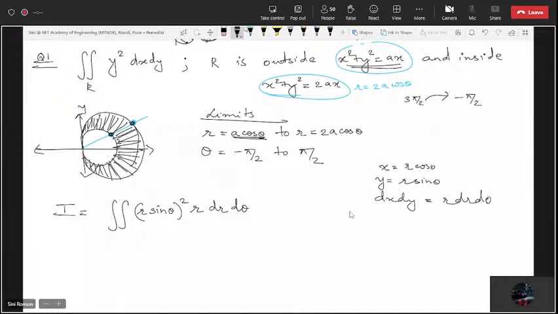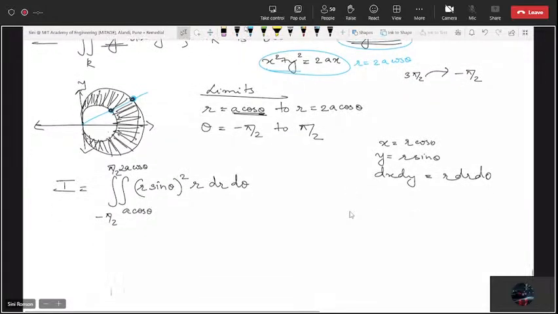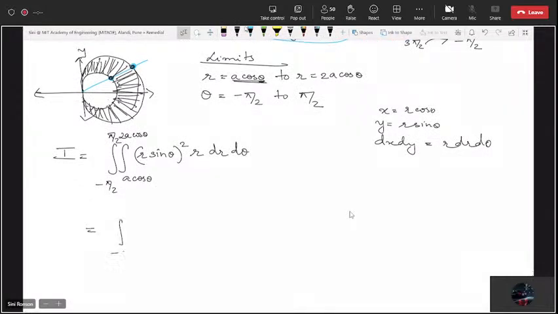So here there was no x, only y. So I replaced y by r sin theta square. dx dy was replaced by r dr d theta. I substitute the limits of r as a cos theta to 2a cos theta and -π/2 to +π/2. Now we'll finish off the integration after simplifying. So I'll simplify this function: here r squared and this r combine to give r cube, sin squared theta dr d theta.